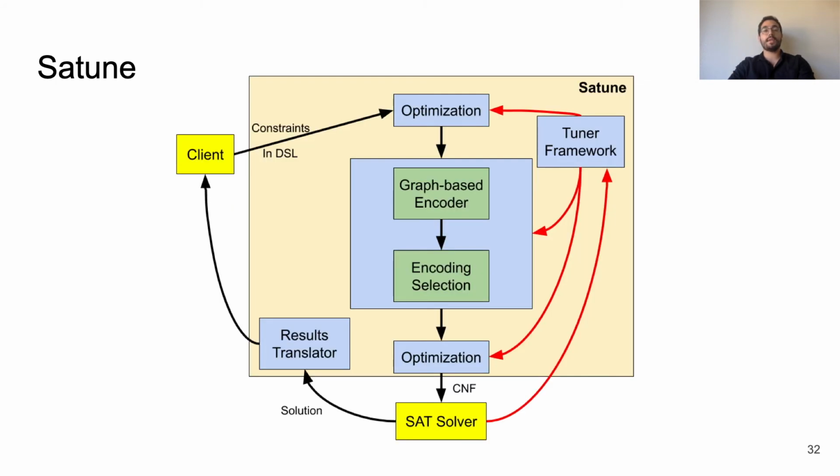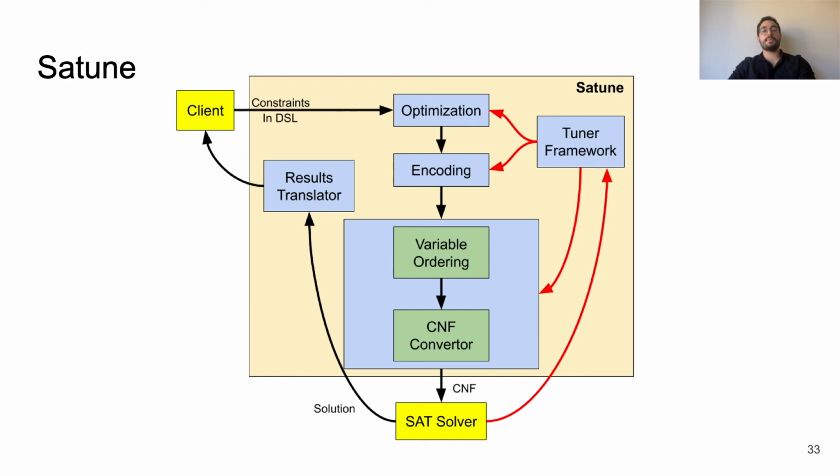After graph-based encoding, if there are still variables that have no encodings, the Tuner framework assigns encodings to them. After optimization, the problem is encoded into CNF and it is passed to a SAT solver. Once the problem is solved, the Boolean result is translated back to the client.